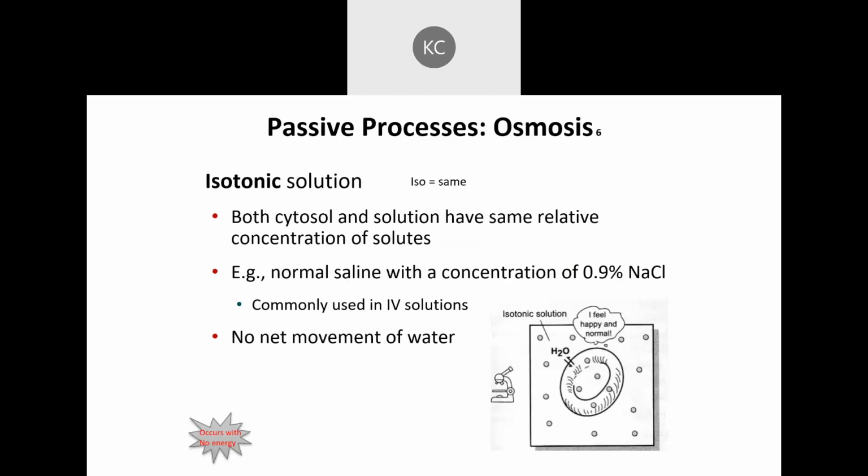No net movement of water. The key word there is no net movement, okay? You still have movement of water. Water's still going to move in. Water's still going to move out, like you see in this little illustration down here, but it's going to be relatively equal. So the net is nothing. A little bit goes out and a little bit comes back in, okay?